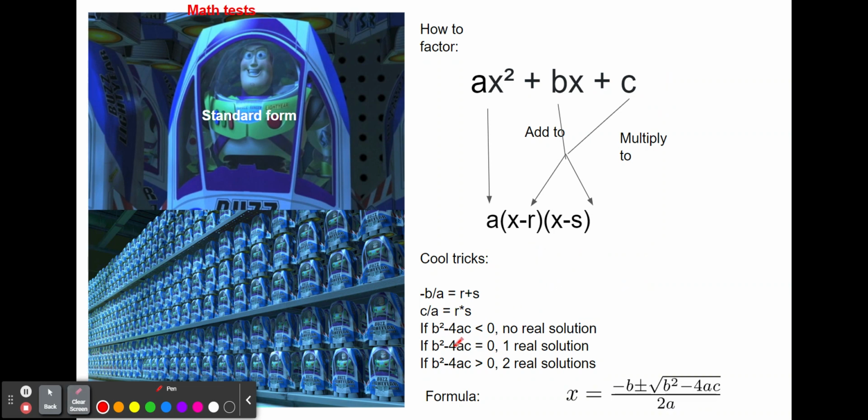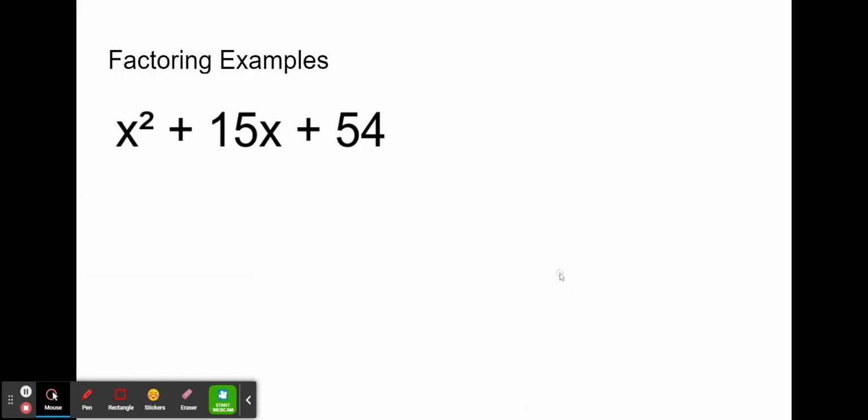Next, we have this thing called the discriminant, which is b squared minus 4 times a times c. You can use that to determine how many real solutions there are. We'll go into that later. And finally, over here, we have the quadratic formula, which you can use if you can't factor it properly.